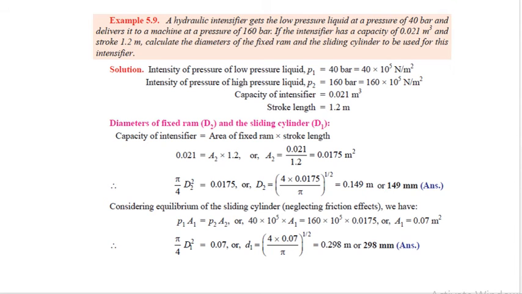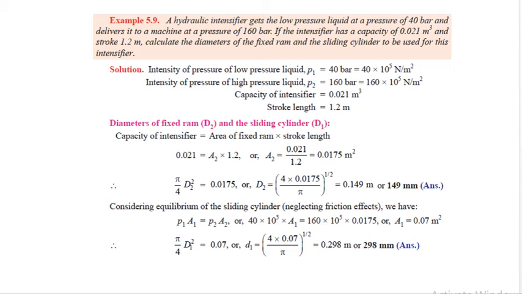Now we will discuss a numerical on hydraulic intensifier. A hydraulic intensifier gets the low pressure liquid at a pressure of 40 bar and delivers it to the machine at a pressure of 160 bar. If the intensifier has a capacity of 0.021 meter cube and stroke 1.2 meter, calculate the diameter of fixed ram and sliding cylinder to be used for this intensifier. So P1 is given, that is 40 bar, P2 is 160 bar. You can convert it into Newton per meter square. Capacity of intensifier is given and stroke length is also given.